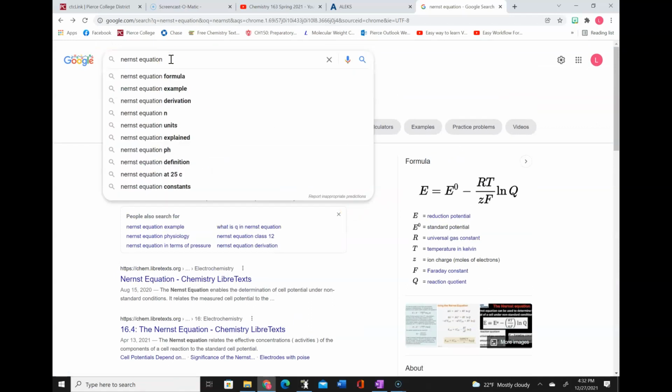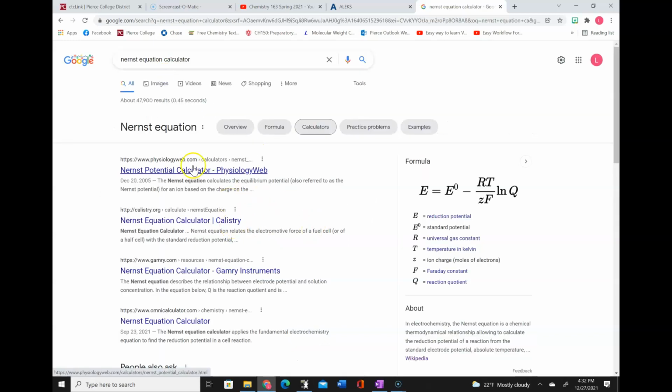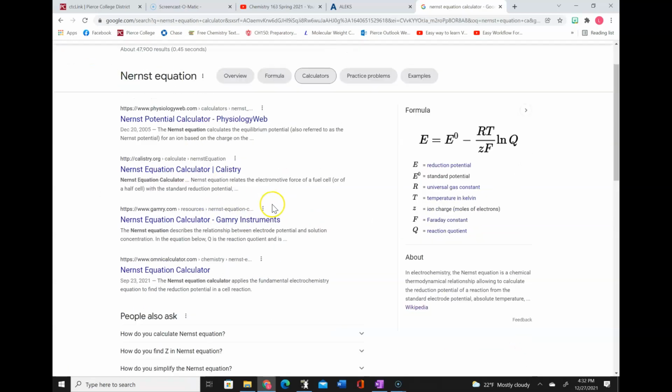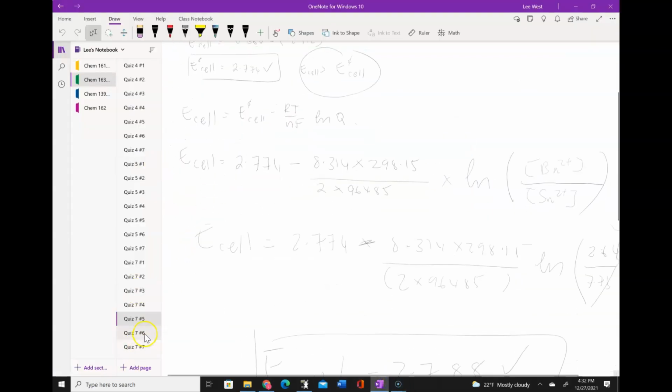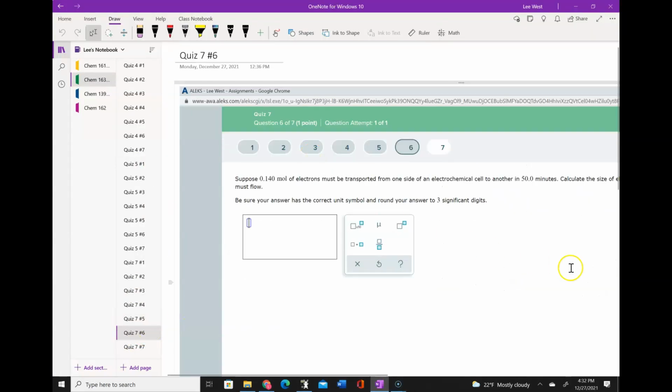So they probably have a little thing. There you go. So Nernst equation calculator. I don't know how good it is, but you could check that out and see if that was helpful.